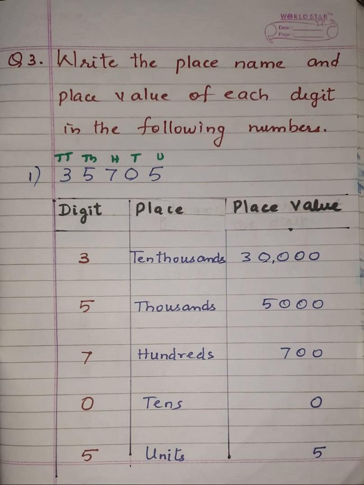In the first column, you are going to give the heading as digit. Second column, you will give the heading as place. And in the third column, you will give the heading as place value, as you can see on the screen.